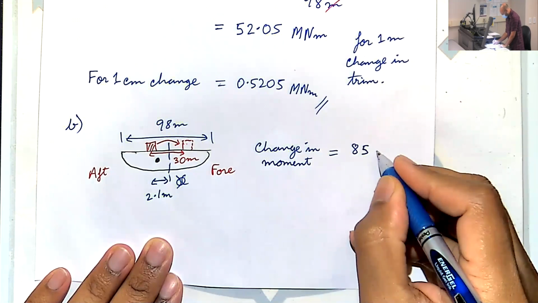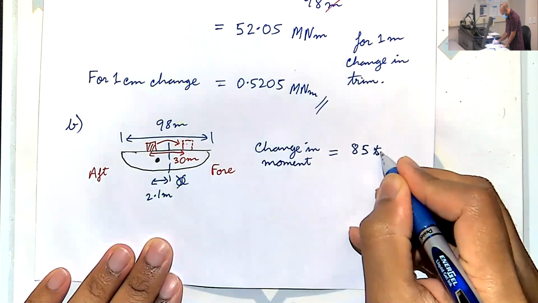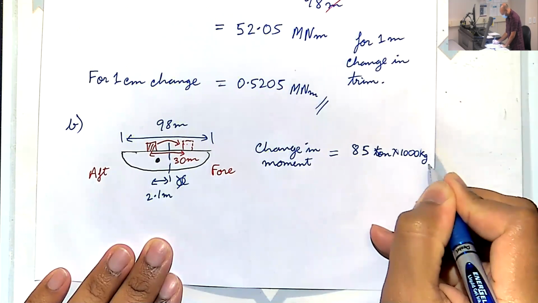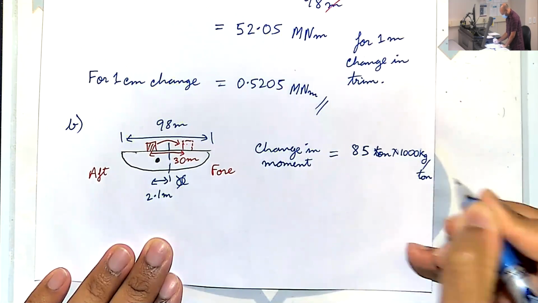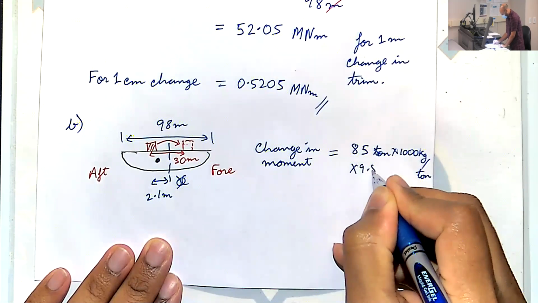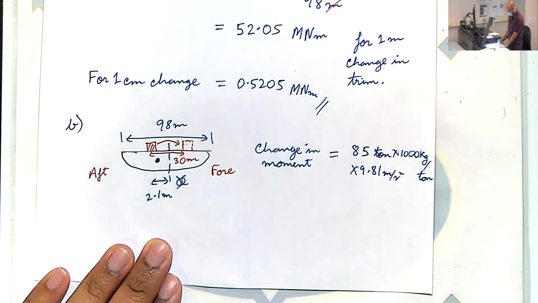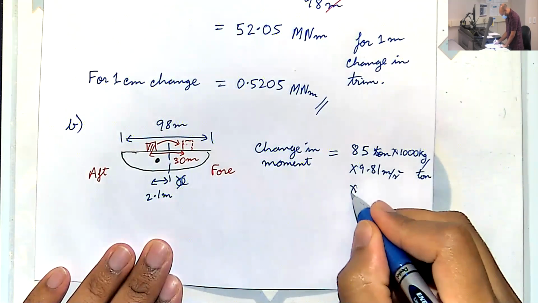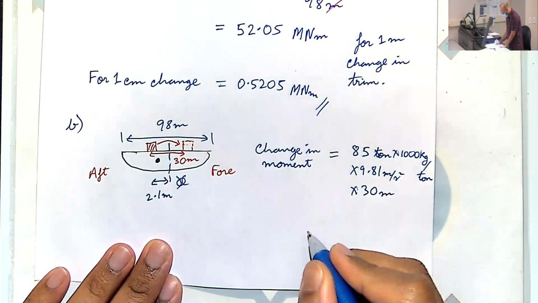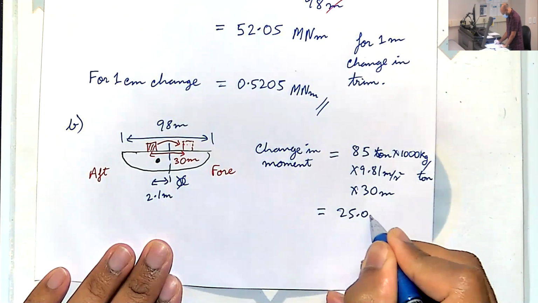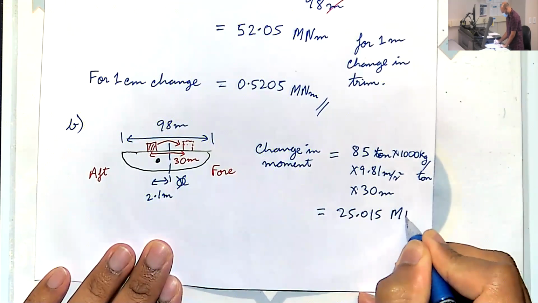85 ton, which is 85 ton times 1000 kg per ton times 9.81 meter per second squared. Okay, so that's the force or the weight, and the moment arm is 30 meters. So when you compute this, you'll get 25.015 mega Newton meter.